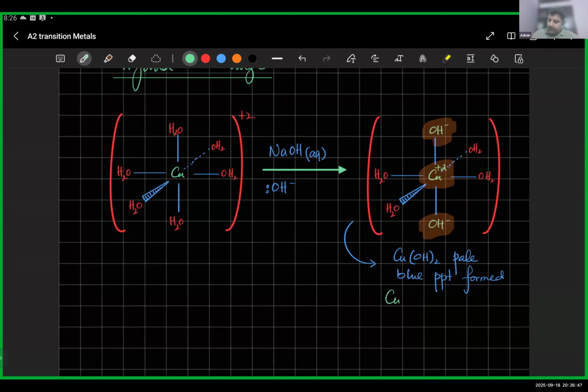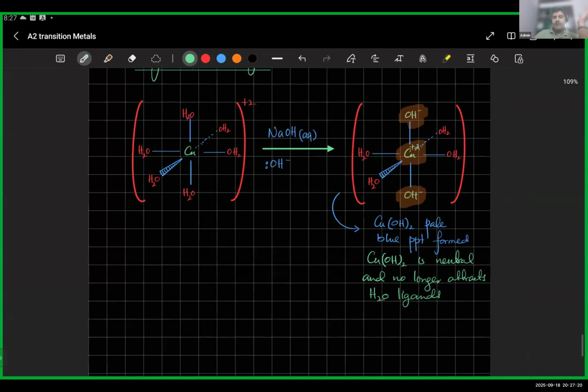Okay, so Cu(OH)2 is neutral. And what it does is it no longer attracts the water ligands, and hence it basically becomes insoluble. It forms a crystal. So Cu(OH)2 is formed.